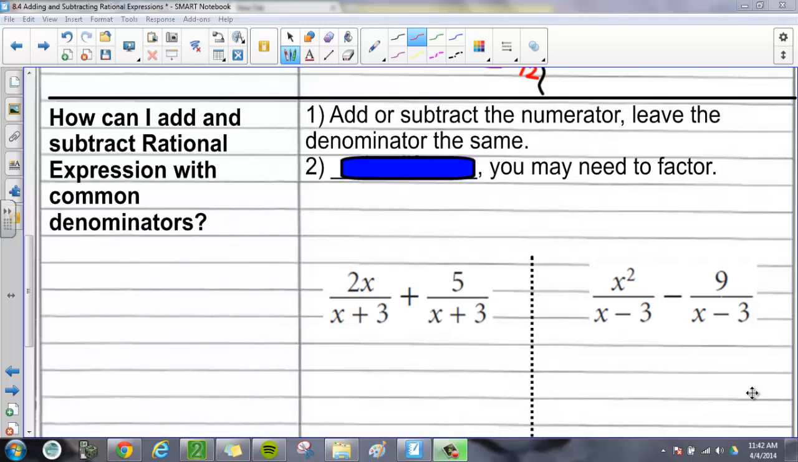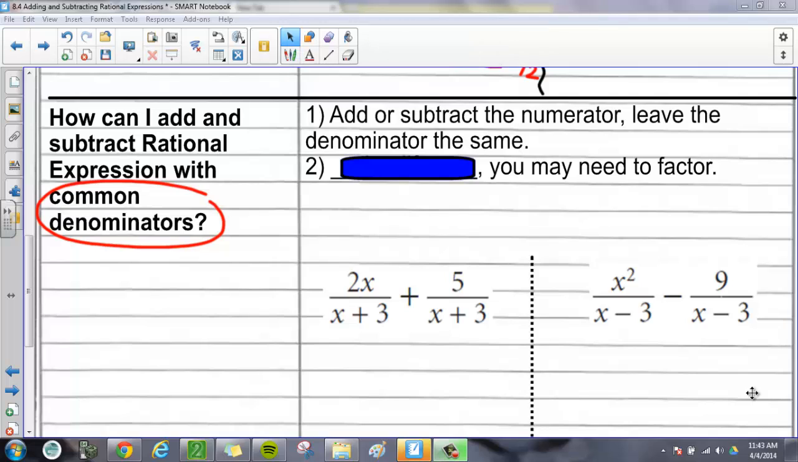So I thought we'd ease into this idea of adding and subtracting rational expressions by starting by adding ones that already have common denominators, okay? And once we have a good feel for how to do this, we'll add in ones that don't have common denominators. So first let's go over the steps for doing it.